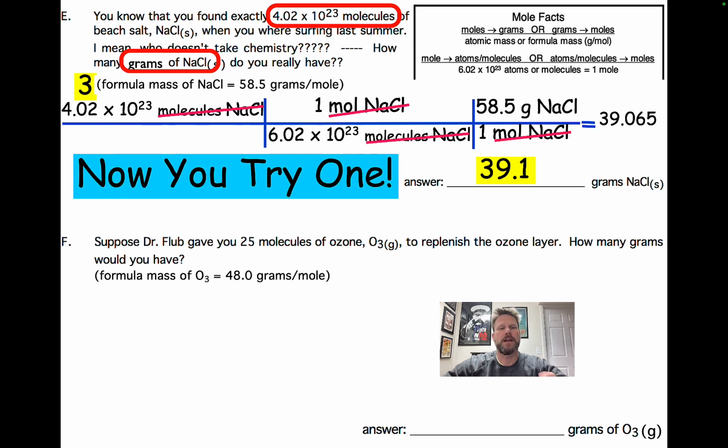Hey, now you try one. The setup for this problem is exactly the same as the example I just worked. Pause the video and use both mole facts to determine the mass in grams of 25 molecules of ozone. Showing your work with units and labels is more important than writing the answer to the question. Here is a hint for this problem. The answer you get will be very small.